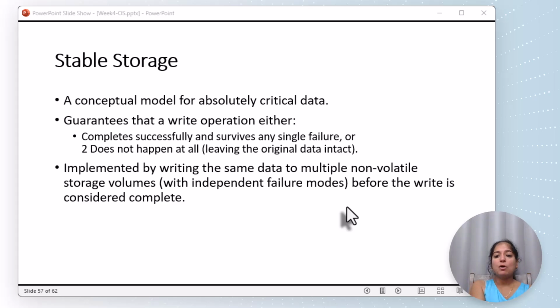Now, then the concept of stable storage comes. Stable storage is basically a conceptual model for absolutely critical data, like for financial transactions. So it guarantees that a write is fully completed and survives failure, or the data remains unchanged if the write fails. If you're performing the write operation, it ensures that either the operation completed successfully or the data has not been changed at all. Your data cannot be in an inconsistent state. It is achieved by replicating data across multiple independent storage volumes.